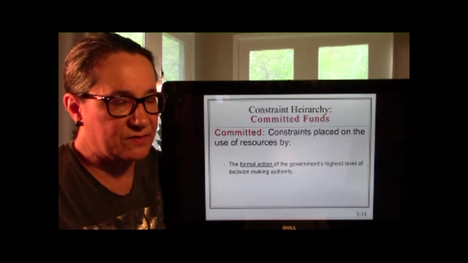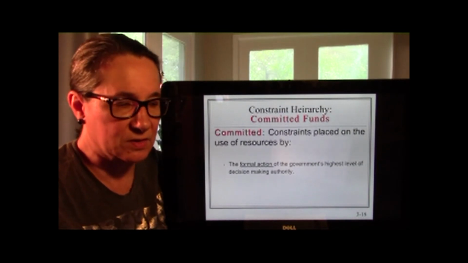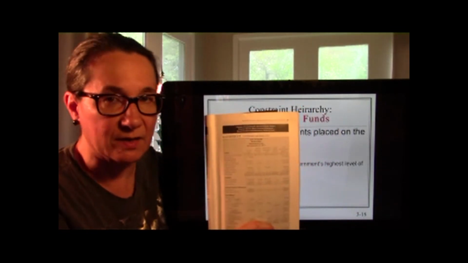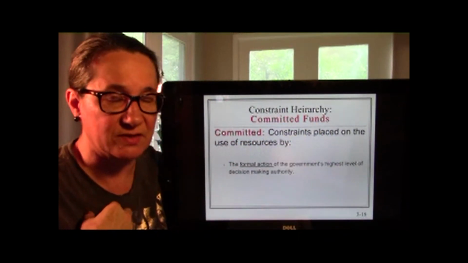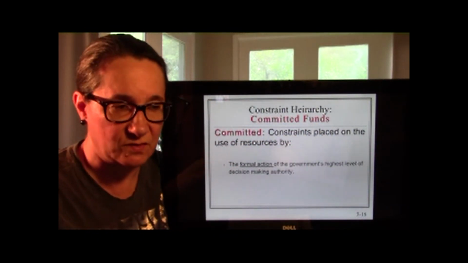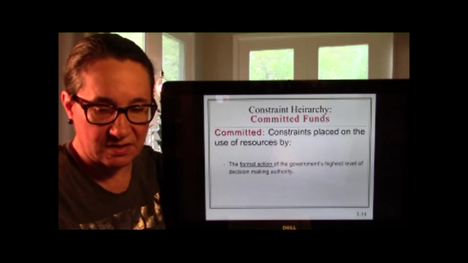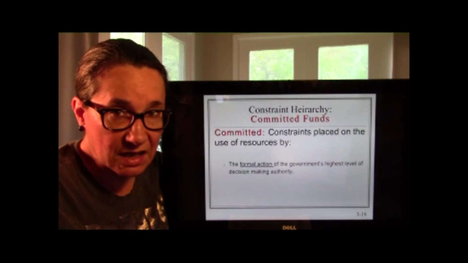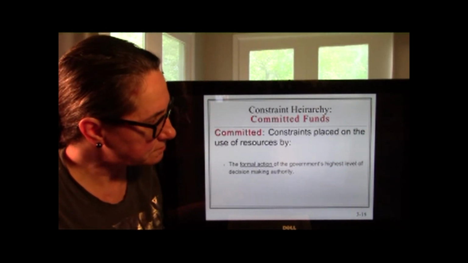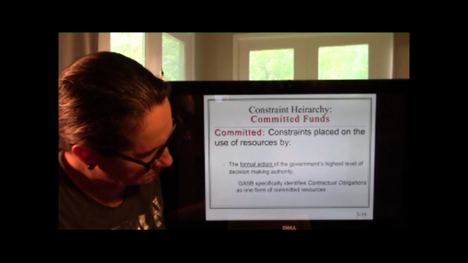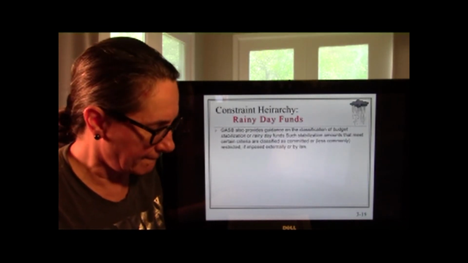Constraints are placed by the government's authority. So, in other words, in this example, a committed fund would be by the city of Salem. If you're looking at Texas A&M Kingsville, it means we've committed ourselves to do this. So it's a contractual obligation. It's not coming from outside. It's not imposed on us.